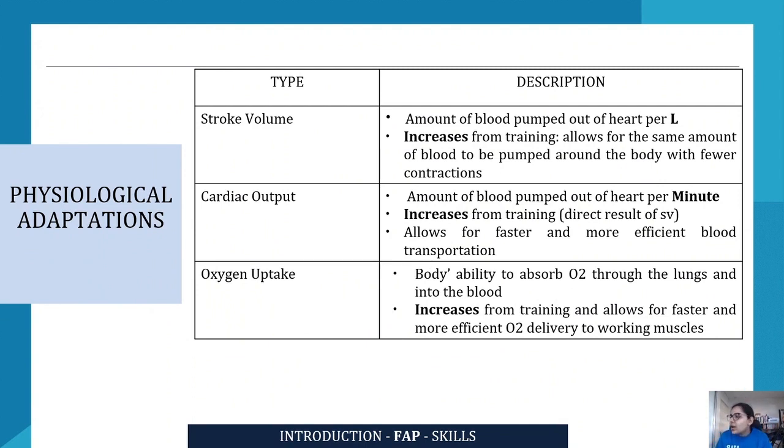Okay, so what are the physiological adaptations that happen as a result of training? We've got stroke volume. There are changes to the stroke volume. The amount of blood that is pumped out of the heart per beat is the stroke volume, and stroke volume increases from training. You should know all of these different terms, know what each one of them is, and be able to talk through the physiological adaptations that occur as a result of training. That is all part of the right hand side of the syllabus.